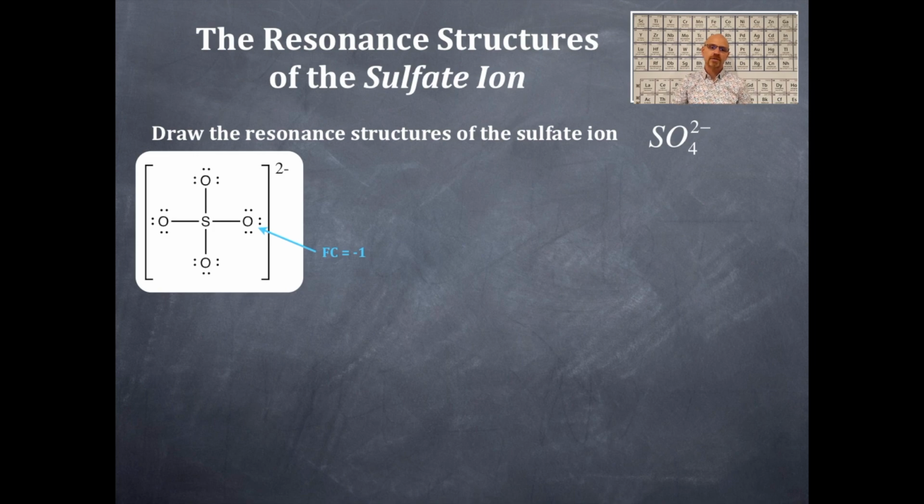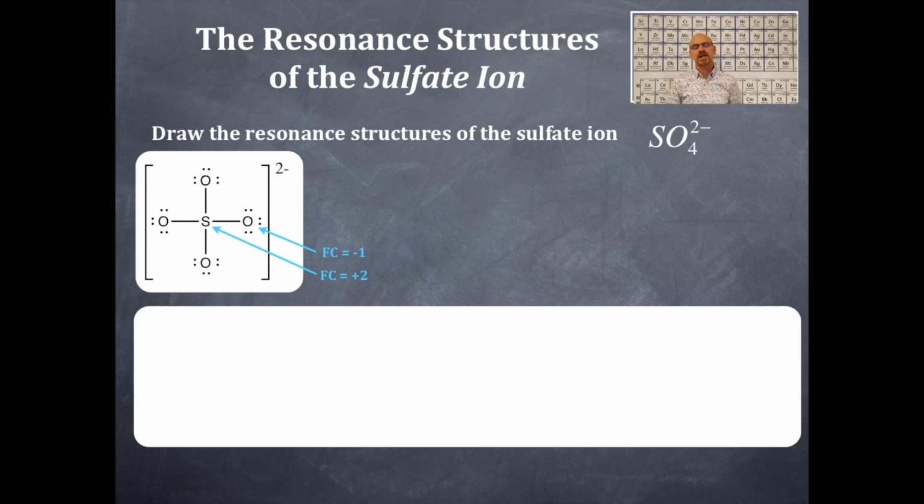That's a formal charge of -1 for each of the oxygens and a formal charge of +2 on that central sulfur. Notice that's an electropositive element. That's probably not good, and I don't have any zero formal charges. Think about that. We're going to have to do some more Lewis dot structures.